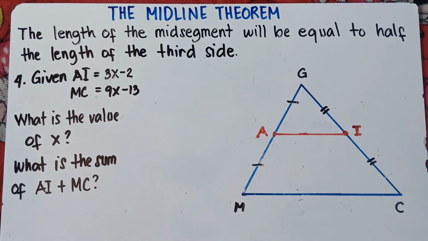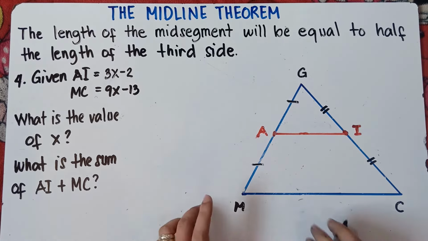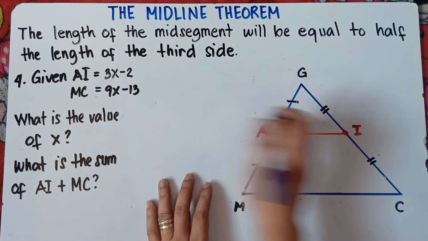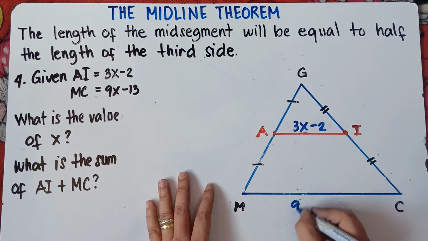So let's proceed now to number 4. We have given AI is equal to 3x minus 2, MC is equal to 9x minus 13. The questions: what is the value of x, and what is the sum of AI plus MC? Let's label this up: AI is 3x minus 2, and our MC is 9x minus 13.